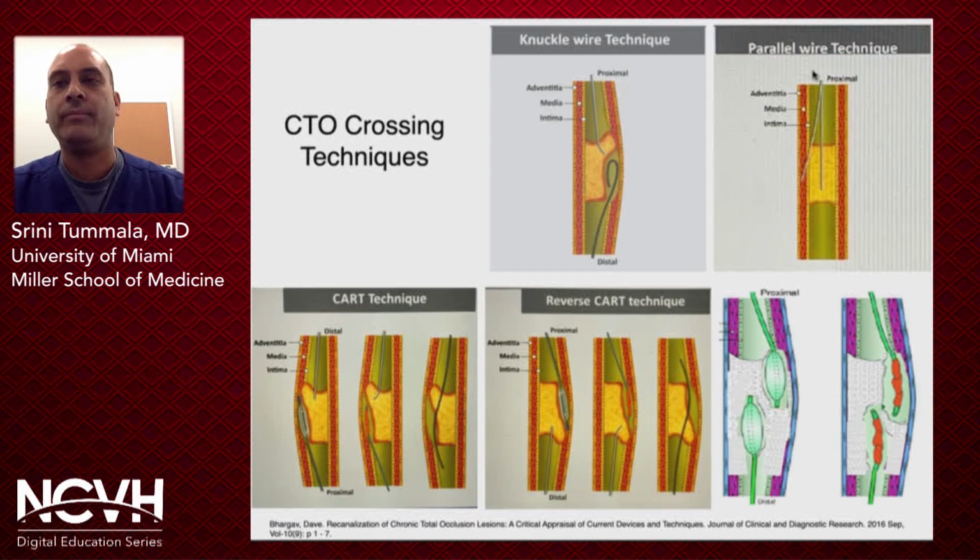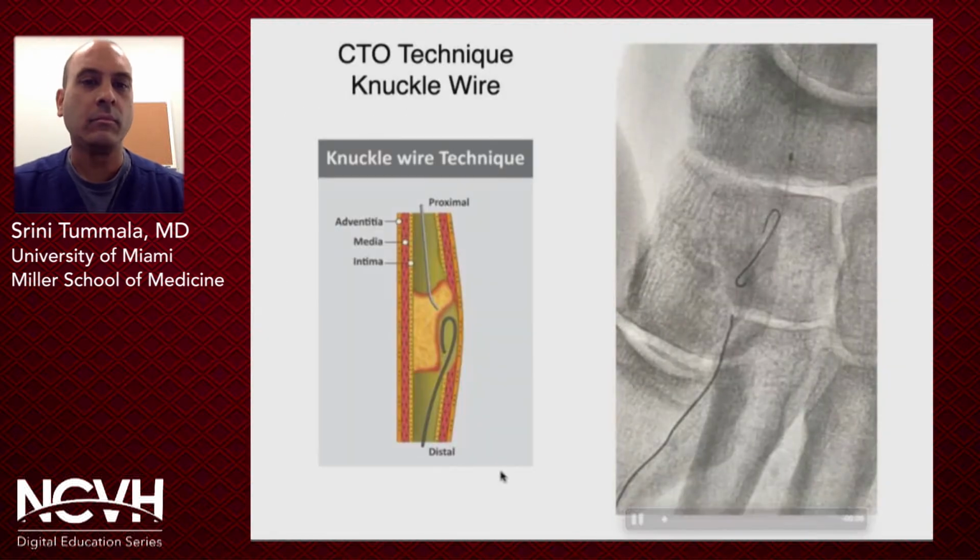So you have a CTO, you're trying from above, and your guide wire immediately goes subintimal. You leave the guide wire in place to basically plug that hole, and then you use another guide wire to try to recanalize the CTO.